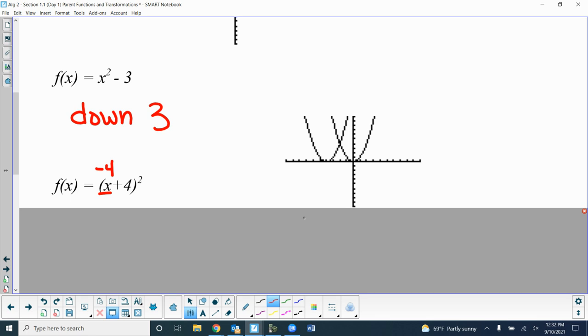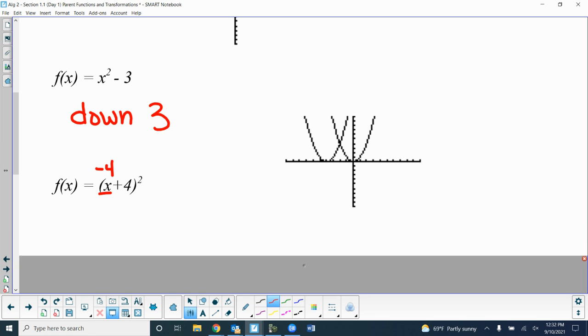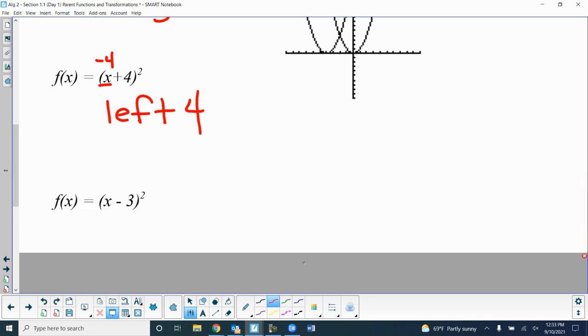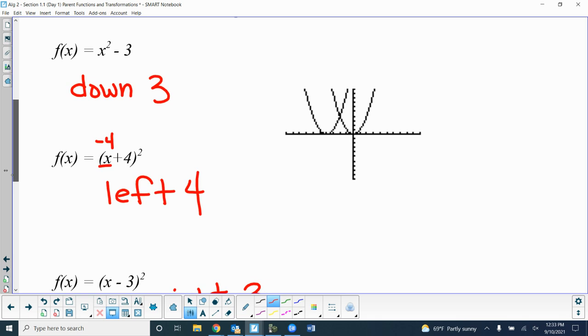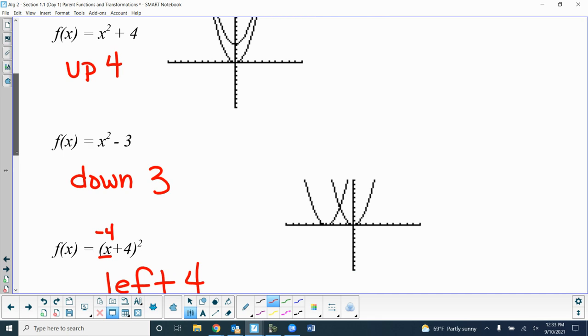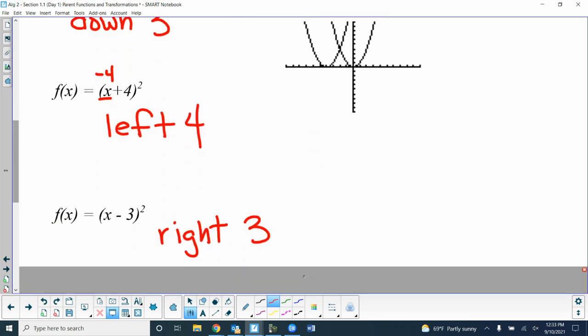Okay? So this one is left 4. So what do you think is going to happen here? Right. It's going to go right 3. So there's our translations. Okay? So inside the parentheses, they change that. We go opposite of what we think. If it's outside the parentheses, it goes exactly what we think, up or down, on the translations.